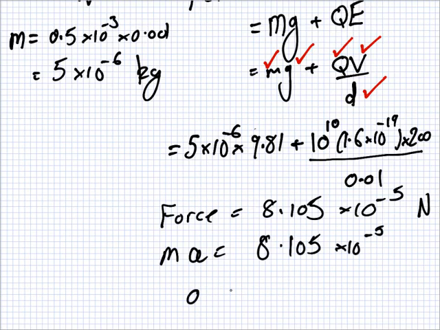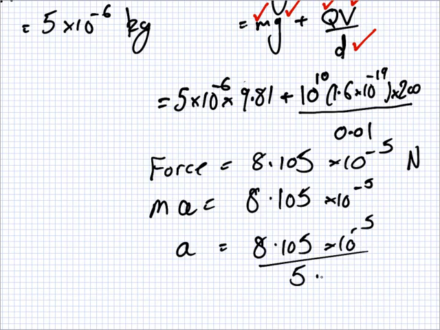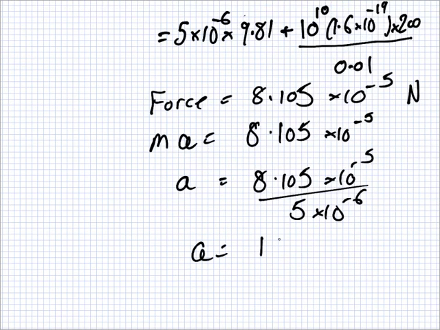So the acceleration will be 8.105 times 10 to the minus 5 over 5 times 10 to the minus 6. So the acceleration is 16.21 meters per second squared. As you said, Harveen, that's not even what I want. What do I want? Time.